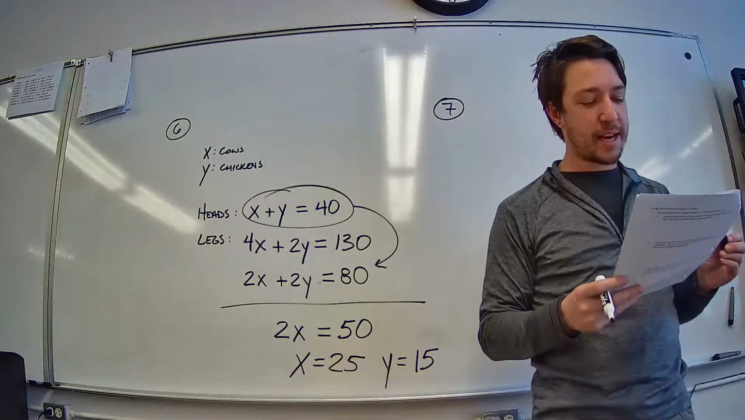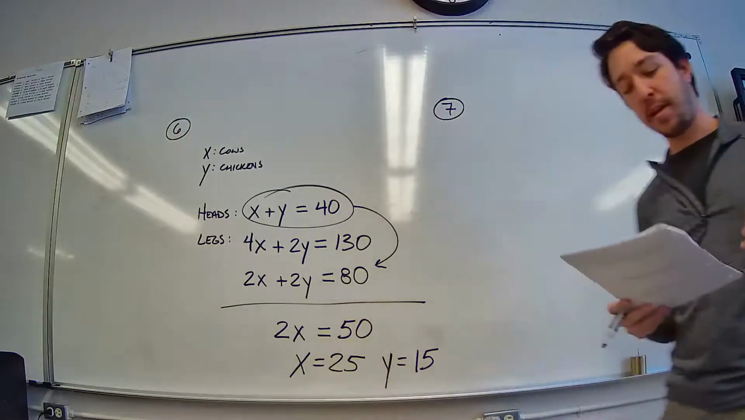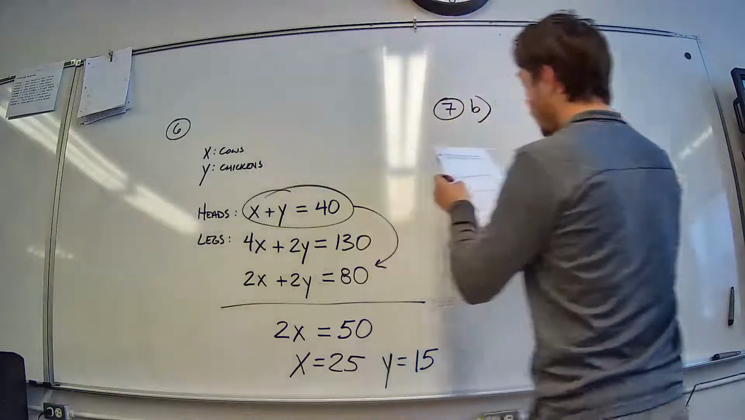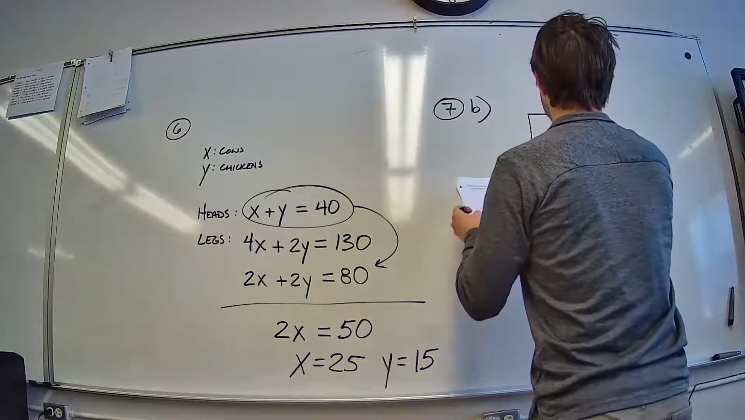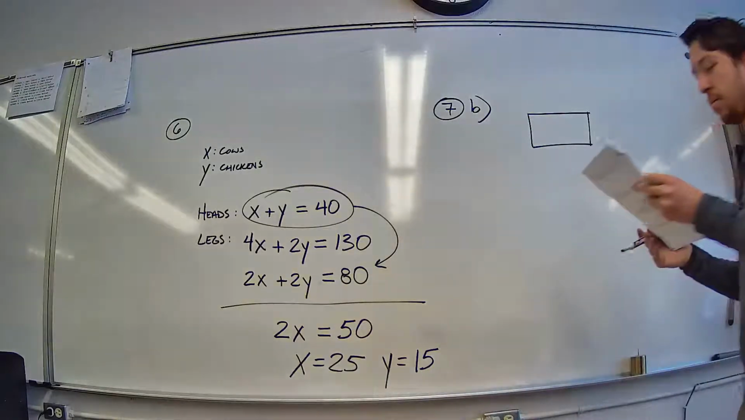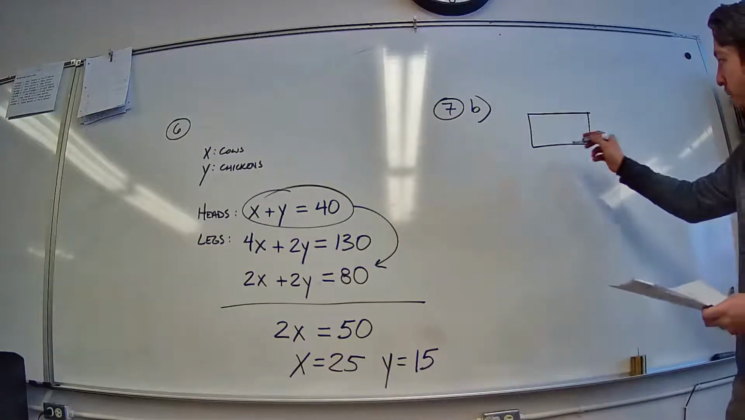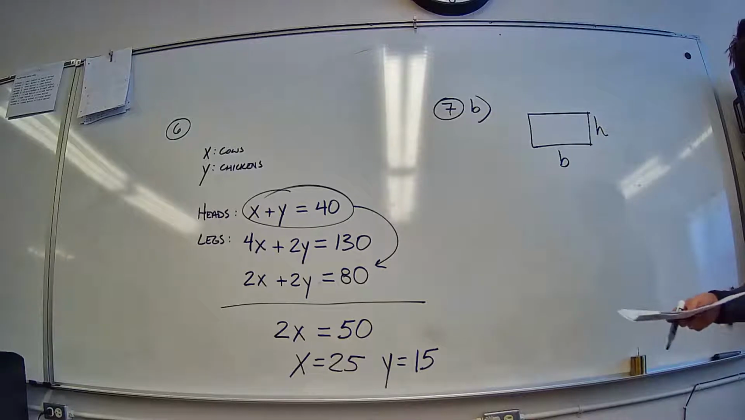Okay, last one today, guys. So number 7 is they're all gonna be nonlinear. Let me show you what I mean by that. We'll do 7b as an example. It says a rectangle has a perimeter. Let me skip ahead. It says find the dimensions. So what are the dimensions of a rectangle? There's a base and a height, right?